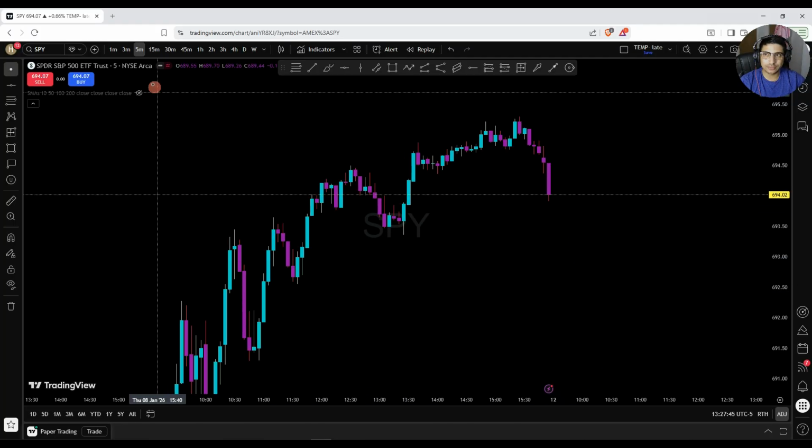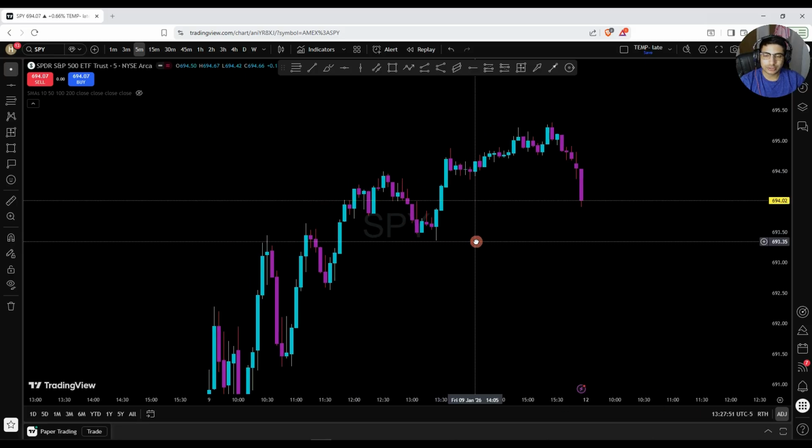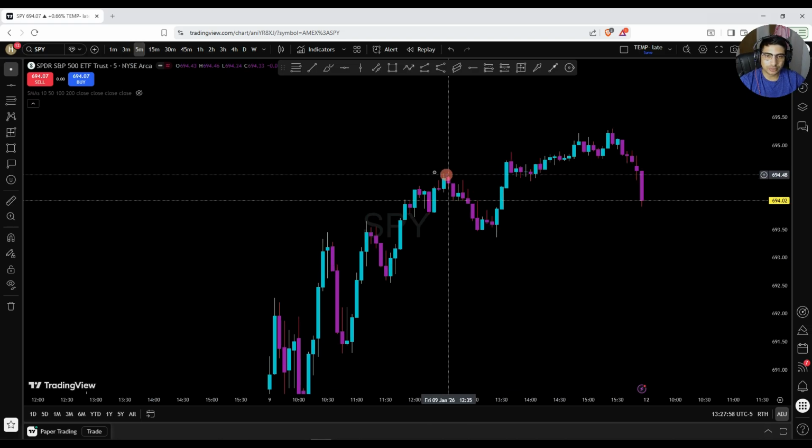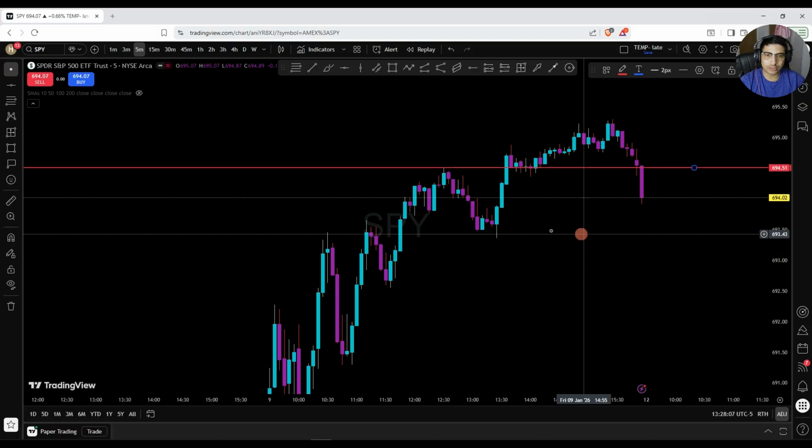This is S&P 500. I'm right now on the 5 minute chart. So let's see how traders fail in the breakout situation here. If you look at this position here, everyone thought this right here at 694, let's just draw a line there, everyone thought, okay, that's the resistance.